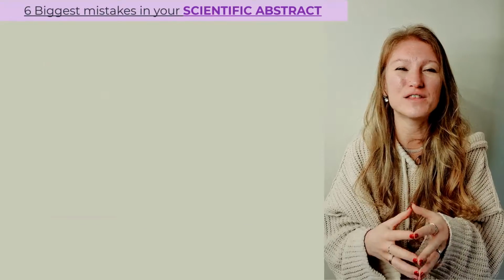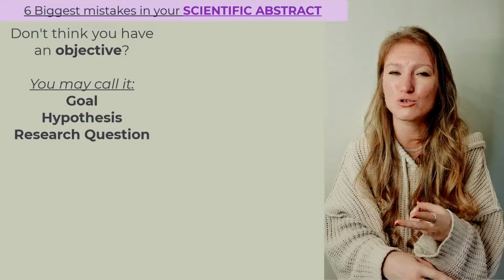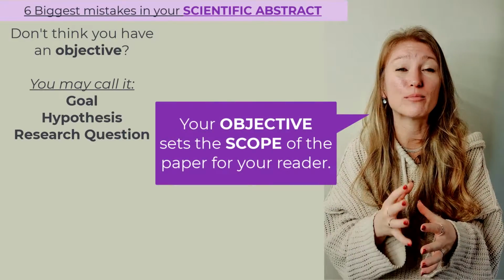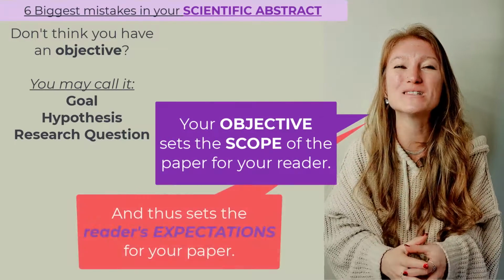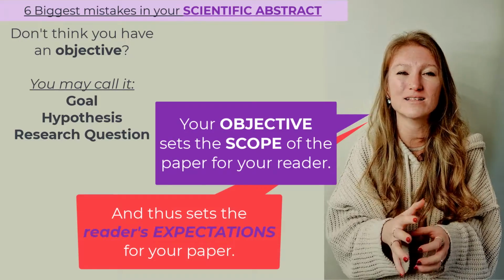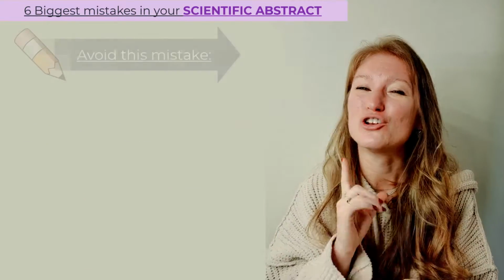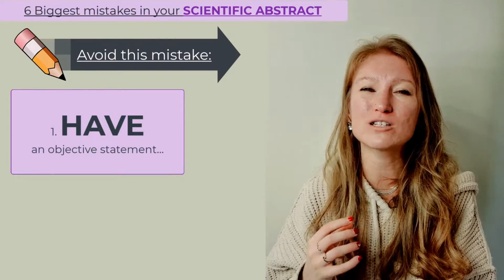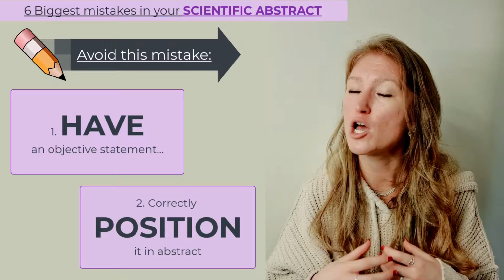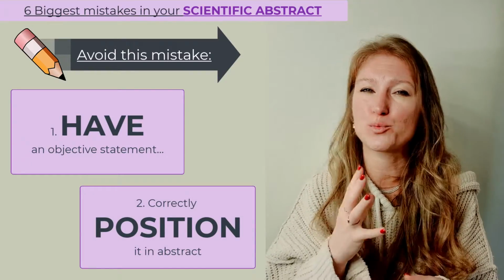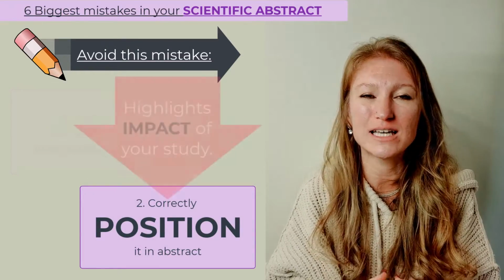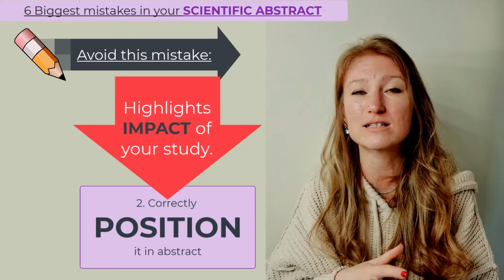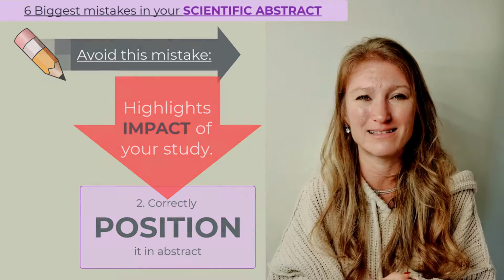A statement of the objective, or the hypothesis or the goal, or whatever you're calling it in your paper, sets the scope of your paper for the reader and thus helps set their expectations of what is coming in this paper. And not only do we want to focus on having this objective statement, we want to focus on the positioning of that statement, because when abstract writing is done properly, this positioning helps play a very key role in indicating the impact and importance of the study that you conducted here in this paper.